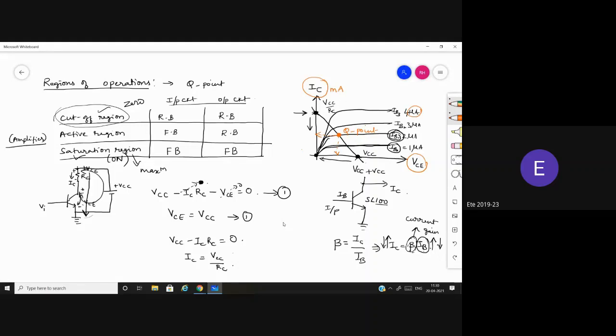Now, here we have also obtained one more voltage value, VCEQ, and one more current value, ICQ. So VCEQ, ICQ. Now we have obtained two values of voltage on the x-axis and two values of current on the y-axis. Now the question is, what does this voltage and current indicate, and what does this voltage and current indicate?